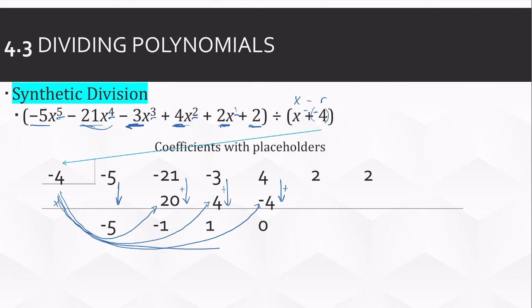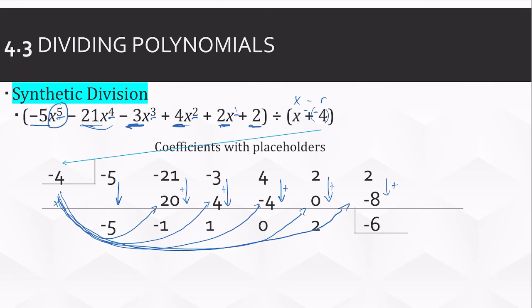And then we multiply. Negative 4 times 0 is 0. And then we add. 2 plus 0 is 2. And then we multiply. Negative 4 times 2 is negative 8. And then finally we add. 2 plus negative 8 is negative 6. Put the last one in a box. And we now can write our answer.